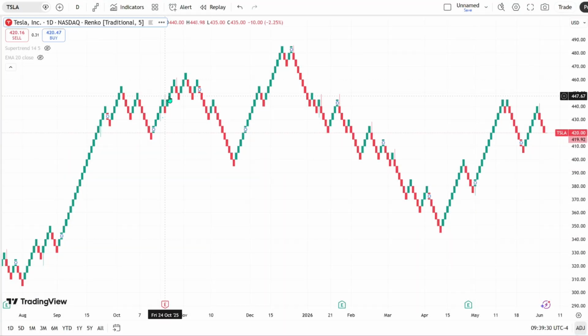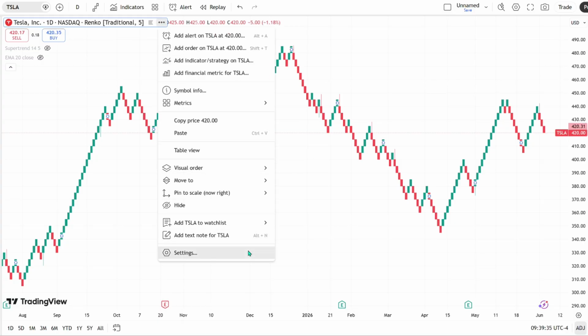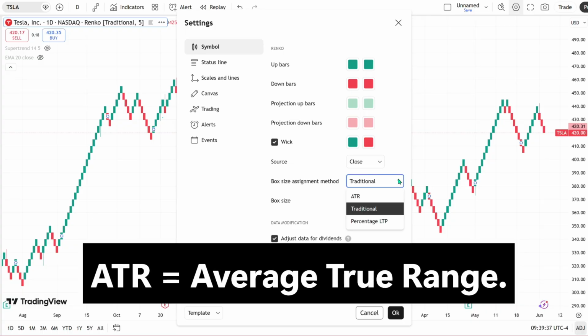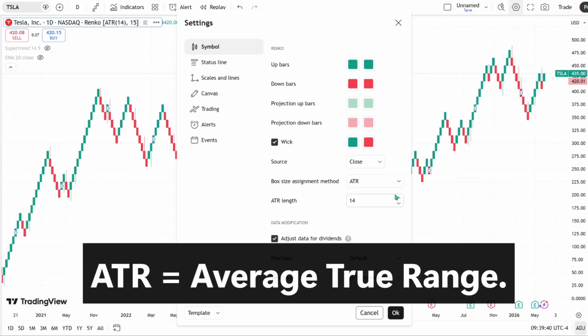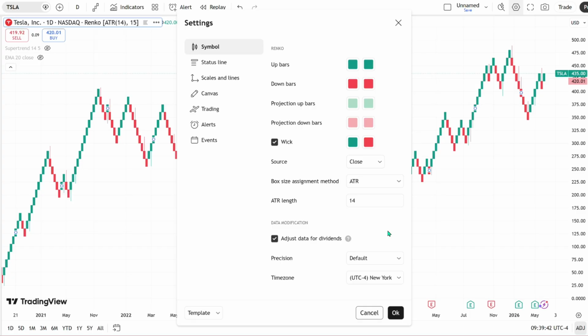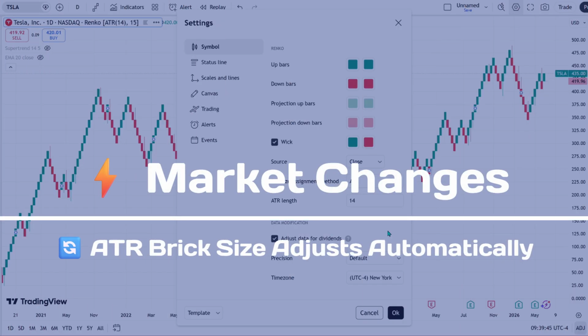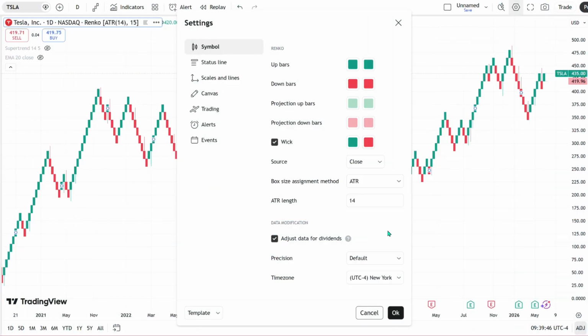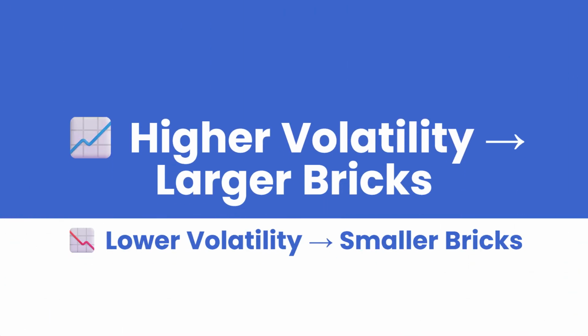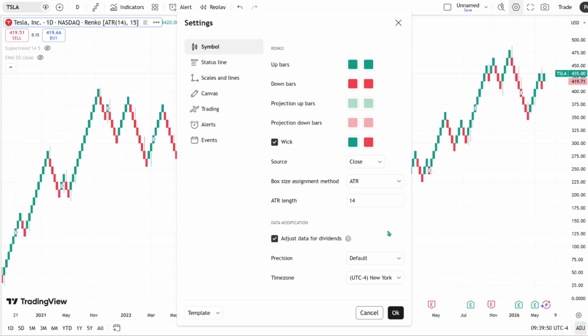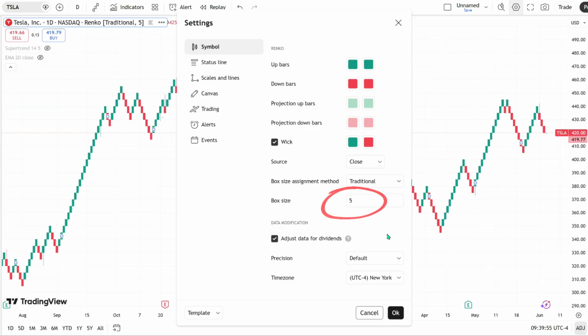The next decision is whether to use ATR-based Renko bricks or fixed-size bricks. This is probably one of the most common questions I receive. ATR stands for Average True Range. Instead of using a fixed brick size, ATR adjusts the brick size automatically as market volatility changes. When volatility increases, the bricks become larger. When volatility decreases, the bricks become smaller. A fixed brick size doesn't do that. A fixed brick stays exactly the same until you manually change it.